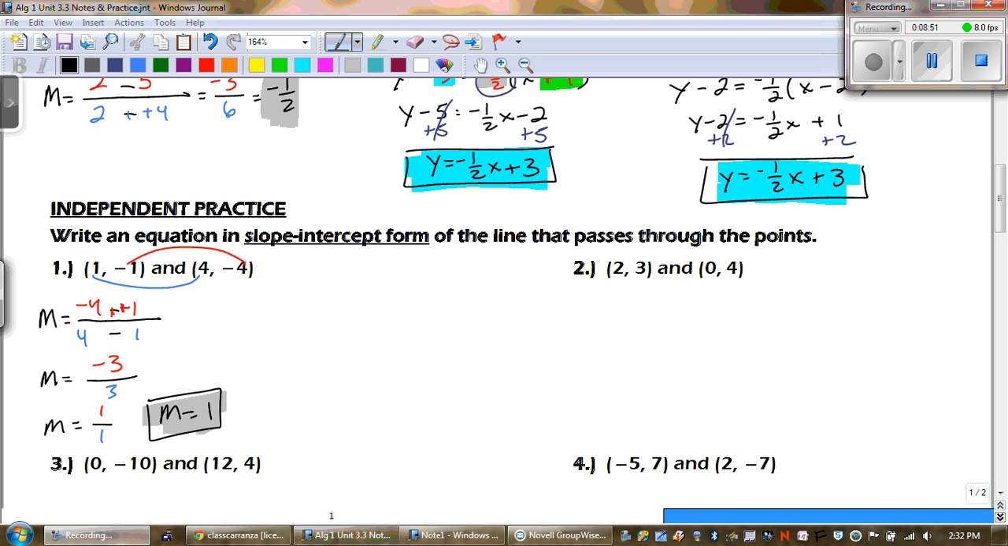Okay, so when you do all that, we get m equals 1. Oh, and guess what, Mr. Grice forgot? That should be a negative 1. Okay, that would make a huge difference. Now whenever I plug in, I always like to pick the smaller numbers. So I'm going to pick the first one.